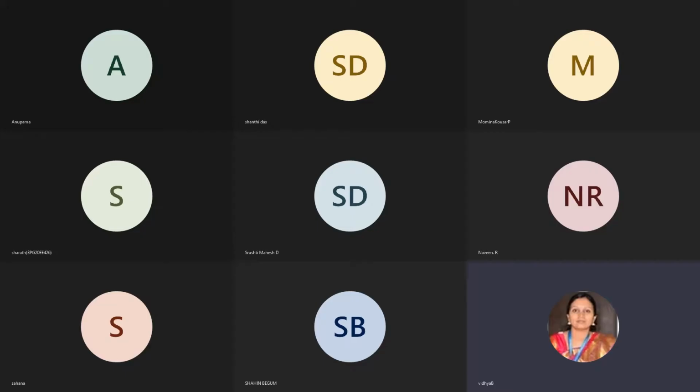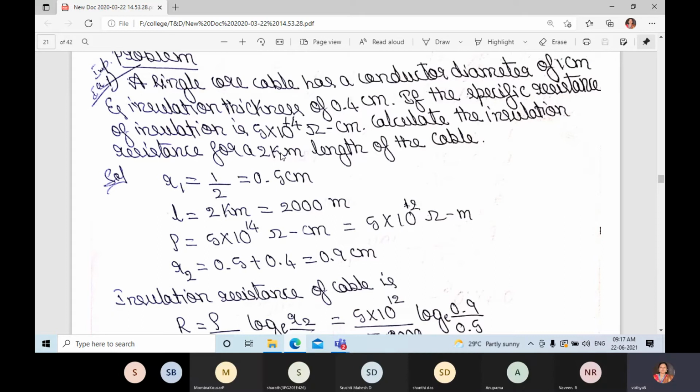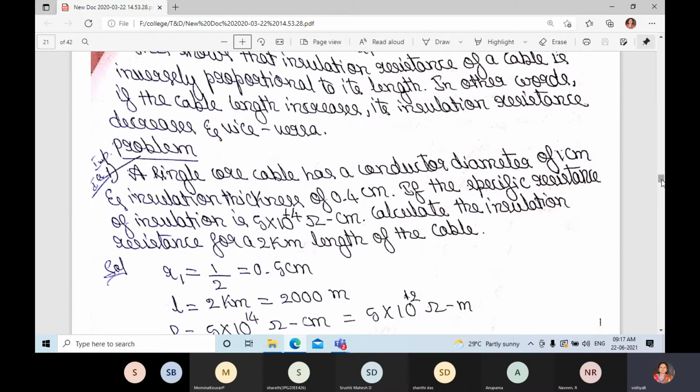That is how the conductor layers will be, and what it is made up of. And there are so many layers like bedding, armoring, serving, lead sheath, insulation. Okay, today we shall discuss the problems, and we have also derived the insulation resistance derivation, right? Based on that, we shall discuss the problems here.